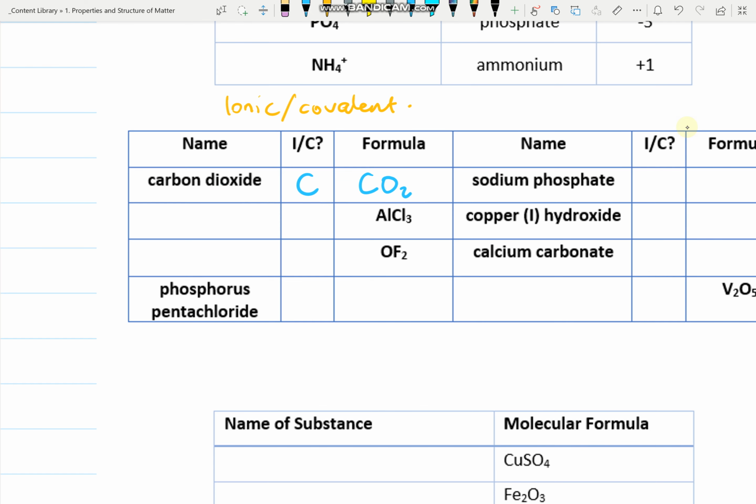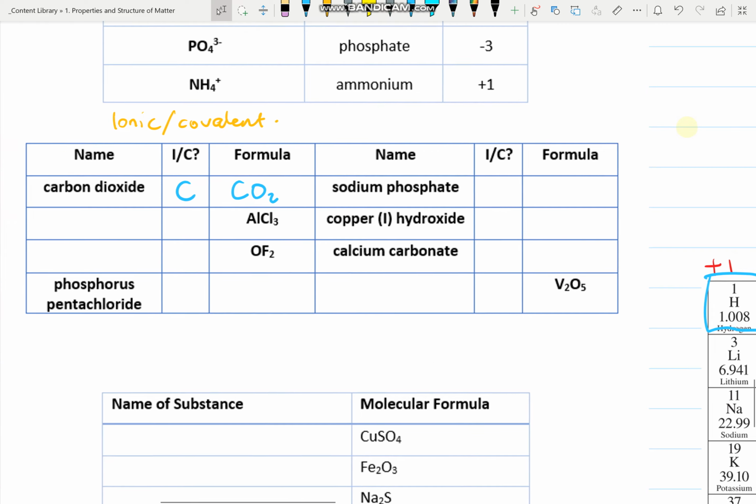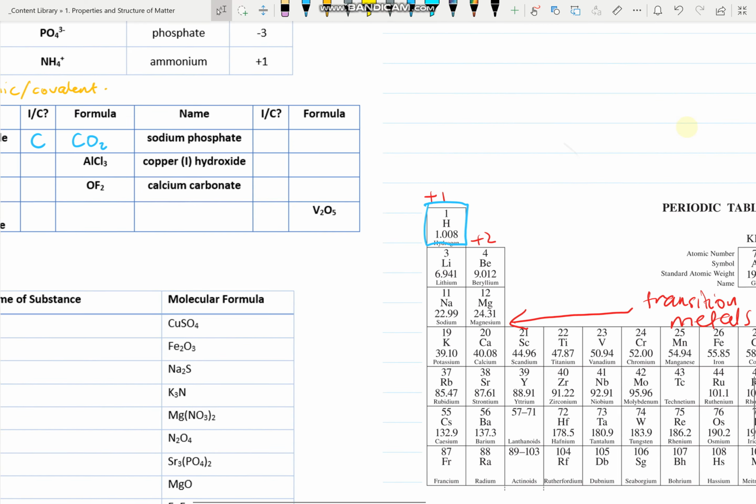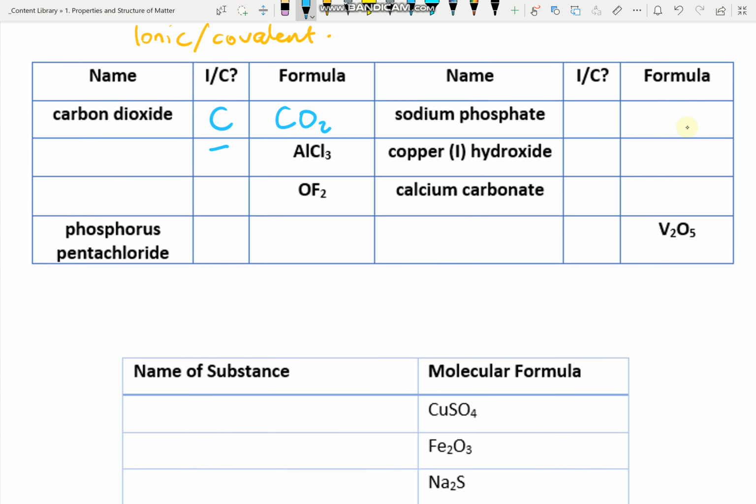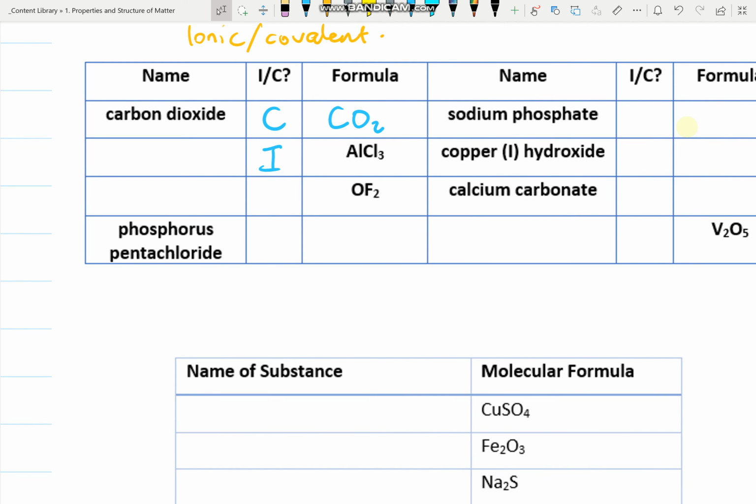Next one, we got aluminium and chlorine. Okay, so first, I've obviously got the advantage. Aluminium is a metal. You should know that. Straight away, I should just be able to go ionic. Okay, chlorine's a non-metal, by the way. It's over in group 7. And name the metal first: aluminium. Non-metal second. Instead of chlorine, I'm going to change it to chloride.